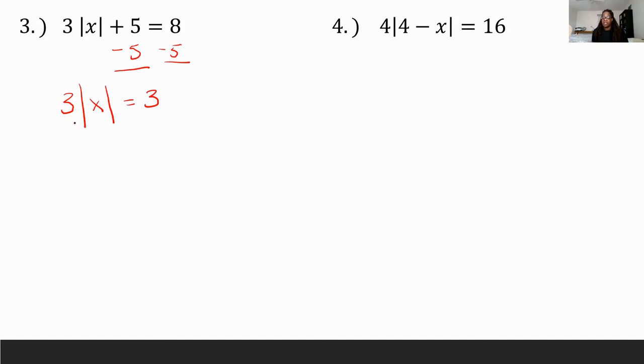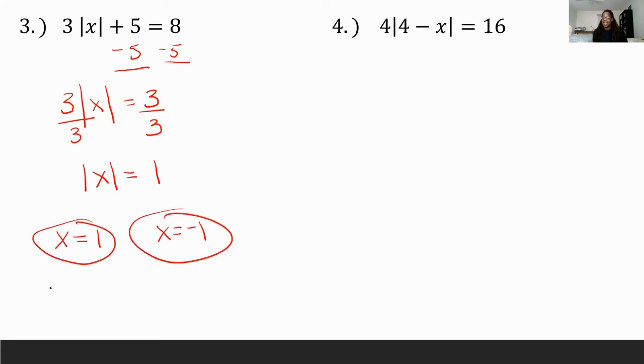So I want to get rid of this 3. This is multiplication. So the inverse of multiplication is division. So now we have the absolute value of x is equal to 1. And you're saying, well, are we done? No, we need to write this out as 2 solutions. So that's why we're going to write it out as x equals 1. That's what we see. And the other one is going to be x equals negative 1. So since x is by itself, these are our 2 solutions, 1 and negative 1.